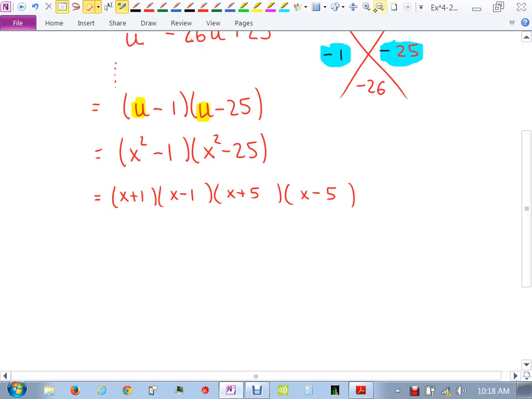I'll start a new page. Last example, I would like for us to factor x squared minus 14x minus 36.